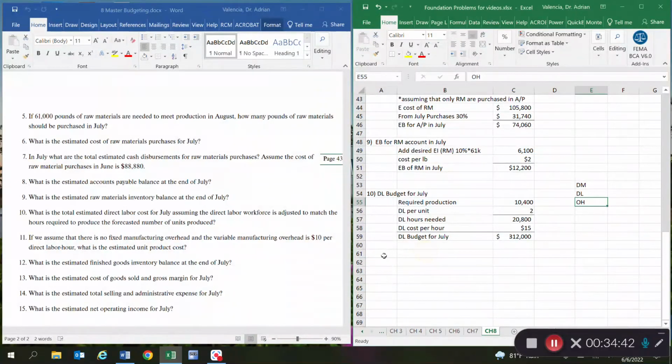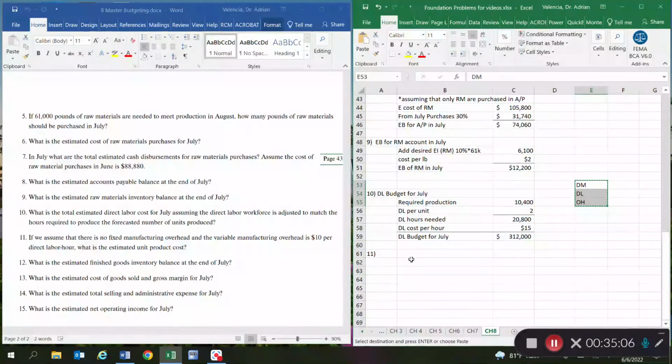All right, 11. 11 says, if we assume that there is no fixed manufacturing overhead and the variable manufacturing overhead is $10 per direct labor hour, what is the estimated unit product cost? Okay, so let's go ahead and look at this in the same way that I was just discussing this, right?